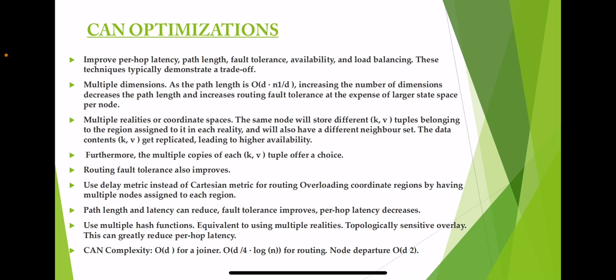Use a delay metric instead of the Cartesian metric for routing. Overload coordinate regions by having multiple nodes assigned to each region. Use multiple hash functions, which is equivalent to using multiple realities. A topologically sensitive overlay can greatly reduce per-hop latency. CAN complexity: O of d for a joiner, O of d by 4 times n^(1/d) for routing, and node departure O of d^2.